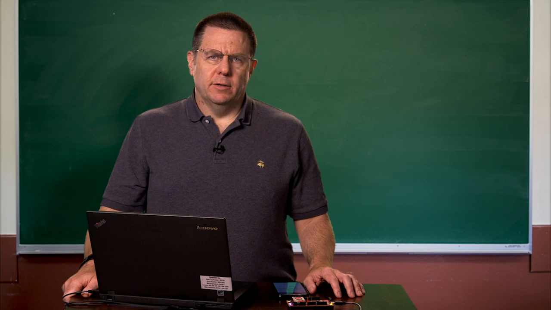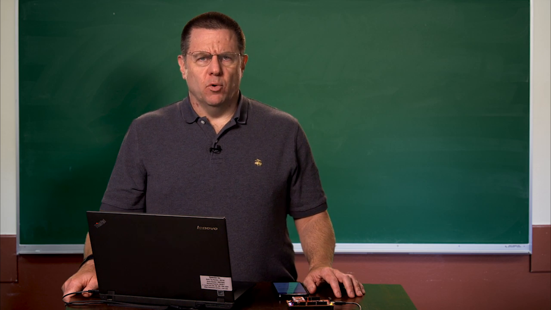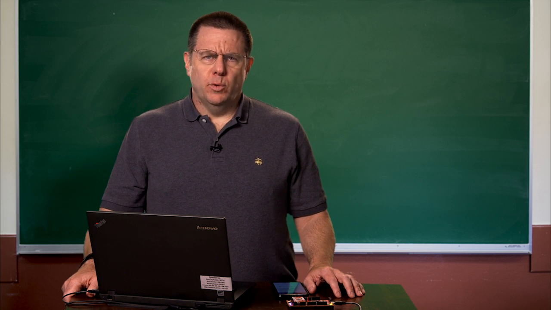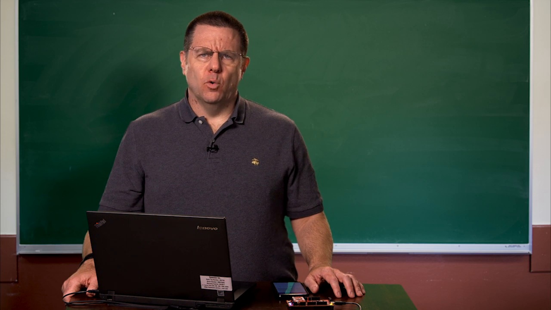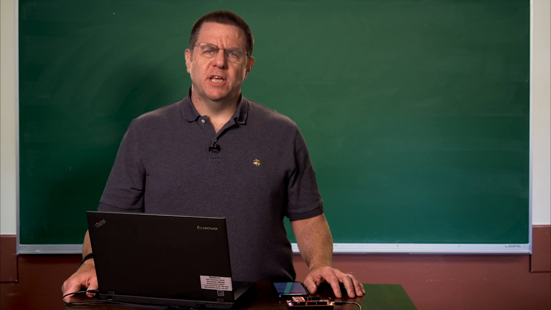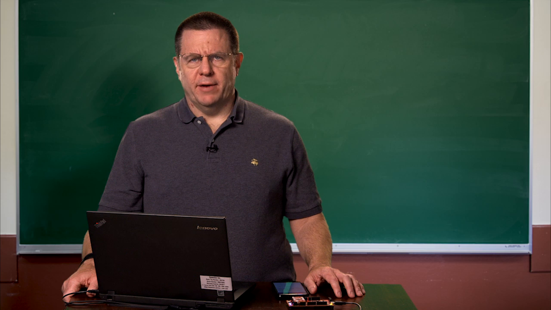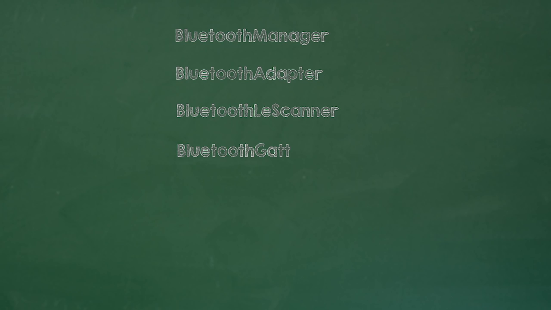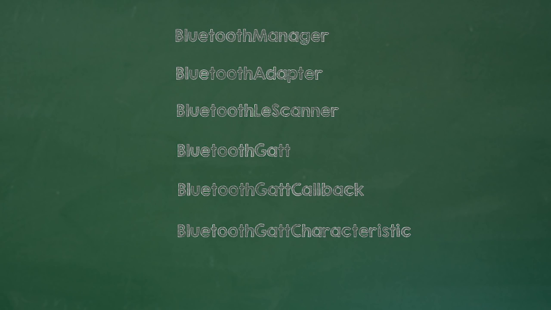First, a little background. Android provides a framework for Bluetooth Low Energy, which was introduced in Android 4.3. There are 7 classes that we will use from that framework: Bluetooth Manager, Bluetooth Adapter, Bluetooth LE Scanner, Bluetooth GATT, Bluetooth GATT Callback, Bluetooth GATT Characteristic, and finally, Bluetooth GATT Descriptor.